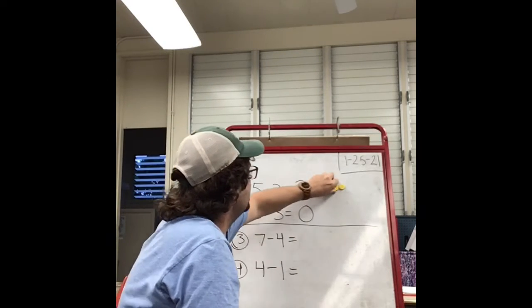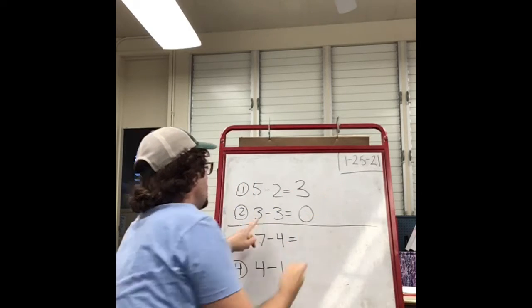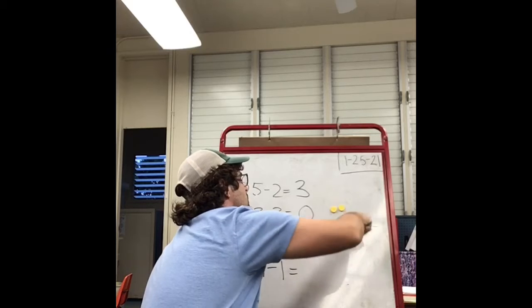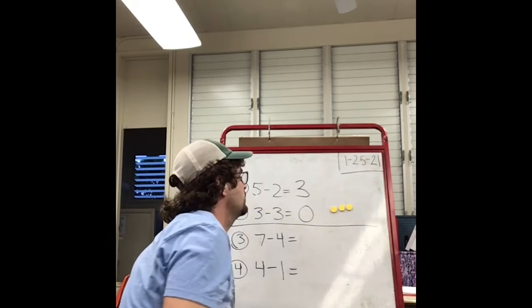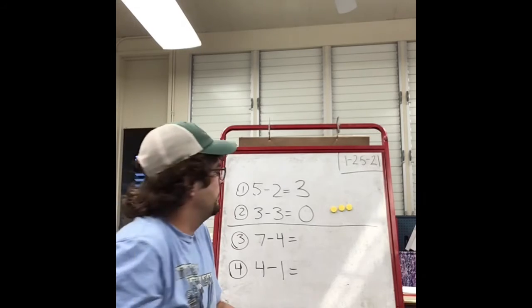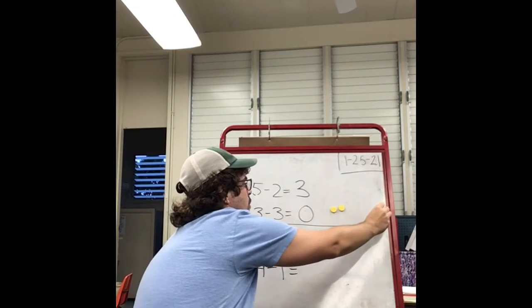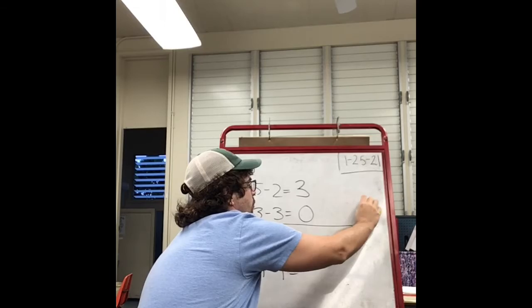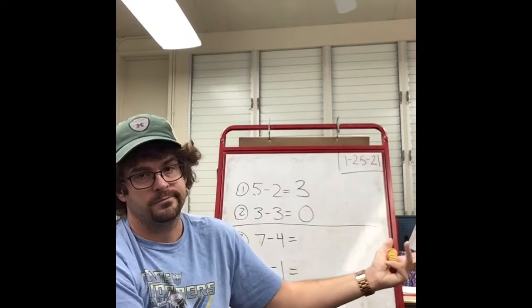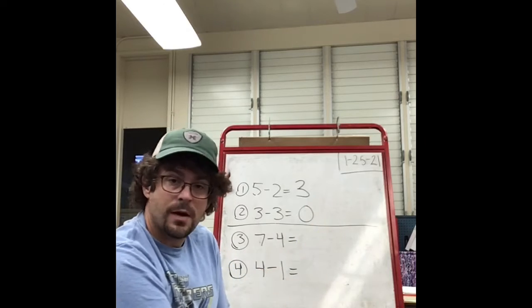For this one down here, 3 minus 3, we just start with 3 counters, because that's the number we're starting with, our largest number. And we take away 3 of them. 1, 2, 3 is taken away. What's left over? Nothing. Nothing is 0. So we know that that one's correct.